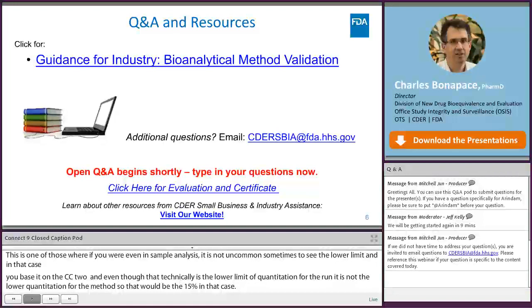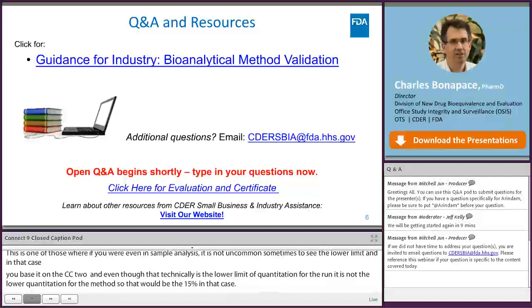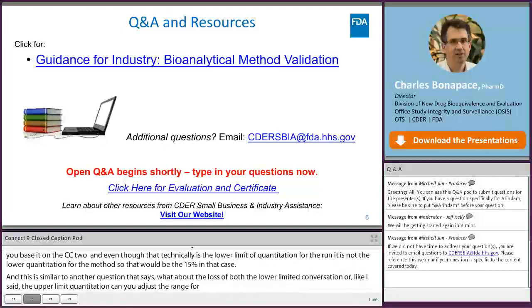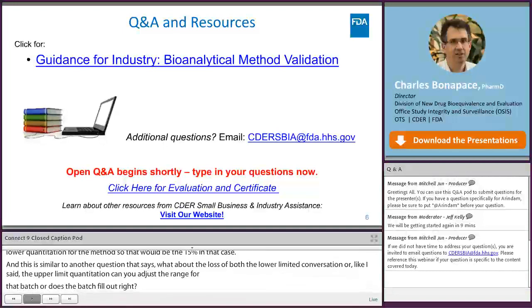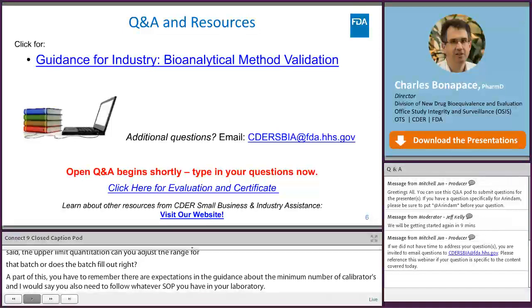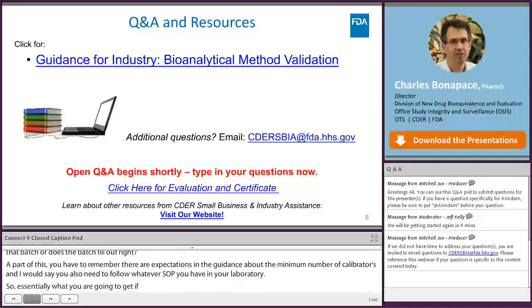But part of it is you got to remember there are expectations in the guidance about the minimum number of calibrators. And I would also say you need to follow whatever SOP you have in your laboratory. So essentially what you're going to get if you have enough QCs, or you have a minimum of 6 and 75% of them pass, making those assumptions, you would just end up with a very narrow range where your lower limit would be raised and the upper limit would be lowered.